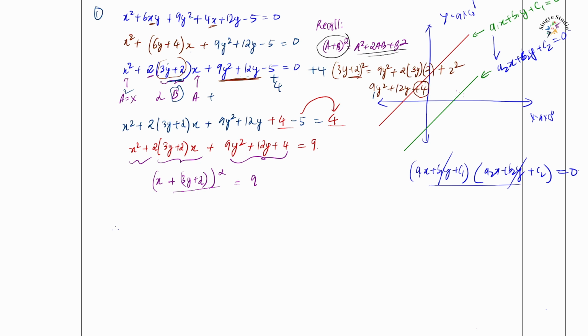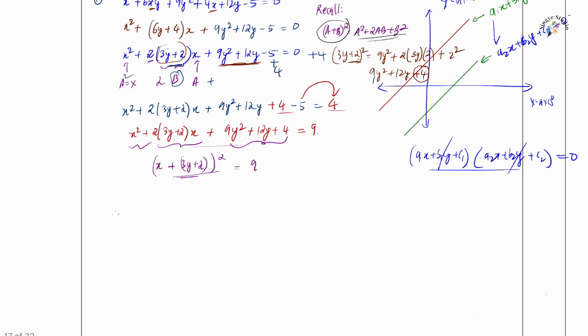If you expand this, you will exactly get this, okay? And when you expand using this formula, you will get this. Now I have to remove this square by taking root on both sides. So I have (x plus 3y plus 2) whole square equals to 9. By taking root on both sides, I will get x plus 3y plus 2 equals to plus or minus 3. Okay, root of 9 is 3.